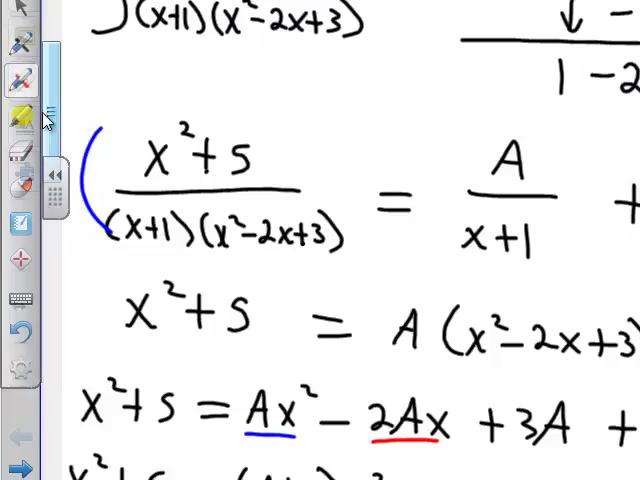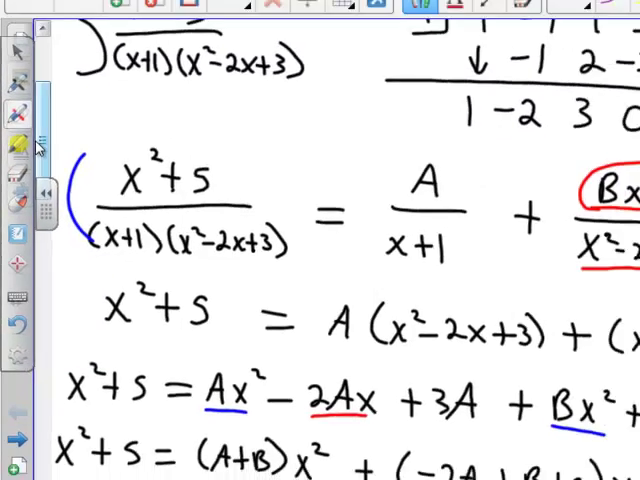trinomial over here has a power of 2 in it, that numerator could be linear, so you have to use a bx plus c in there whenever you set up your partial fractions. And again, in this case our b ended up being 0, but that's not always the case, so you have to make sure you account for that when you set up your partial fractions.